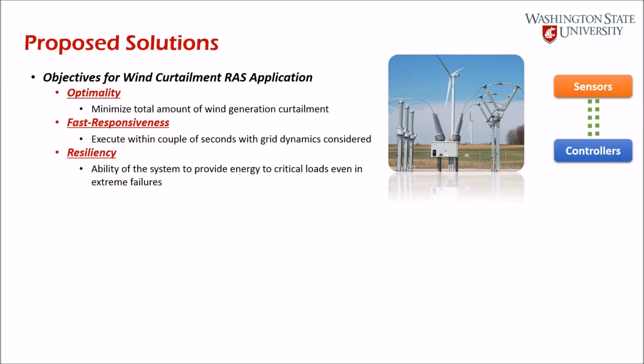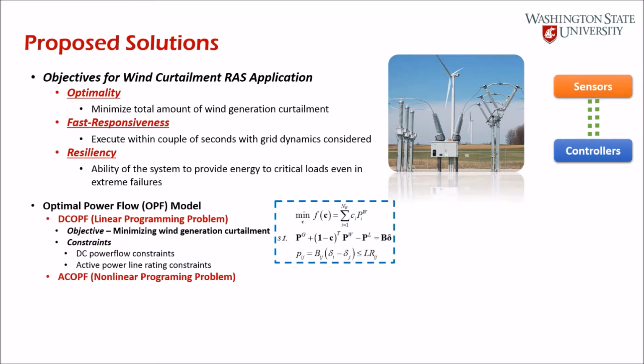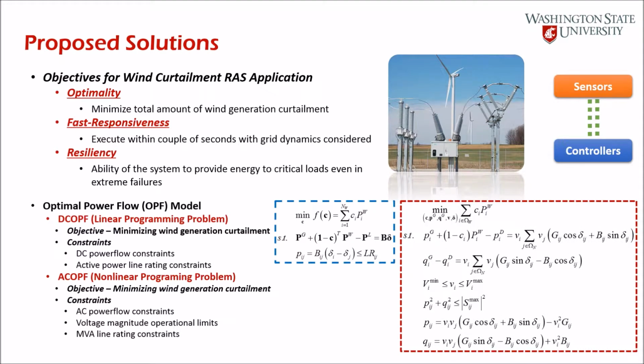To achieve the optimality, we developed the RAS application implemented in a DC optimal power flow based model and an AC optimal power flow model. DCOPF is a linear programming problem that minimizes the wind generation curtailment. This linear programming problem considers the DC power flow constraints and active power line rating constraints. ACOPF is a nonlinear programming problem that achieves the same objective. In this problem, we consider AC power flow constraints, operational limits on voltage magnitudes, and MVA line ratings.